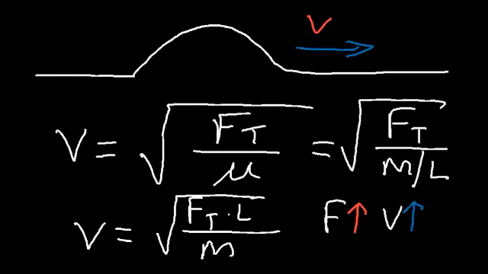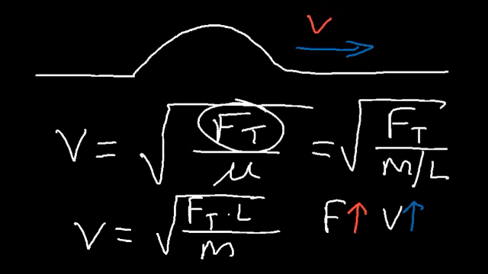And it makes sense because the force is in the numerator of the equation. Anytime you increase the numerator of a fraction, the value of the entire fraction goes up. Now, if we double the magnitude of the force, how will that affect the wave speed? Will it double, triple, quadruple?